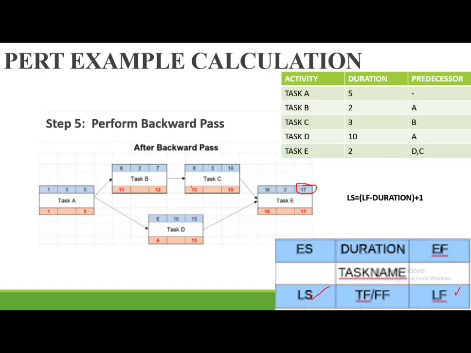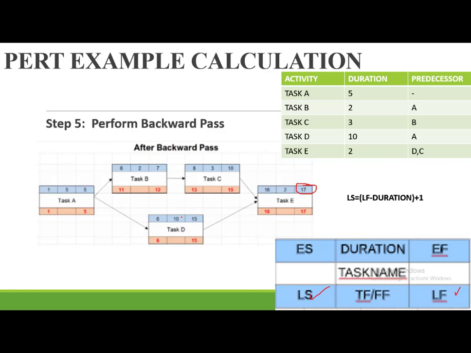Then for it to have had a late start of 13th, it means that its late finish was 12th. So again, we take 12, we subtract 2, it's 10, we add 1, becomes 11. But you are going to see that task A was feeding in task B and task D. So before populating our late finish, we have to determine what was the late start for task D.